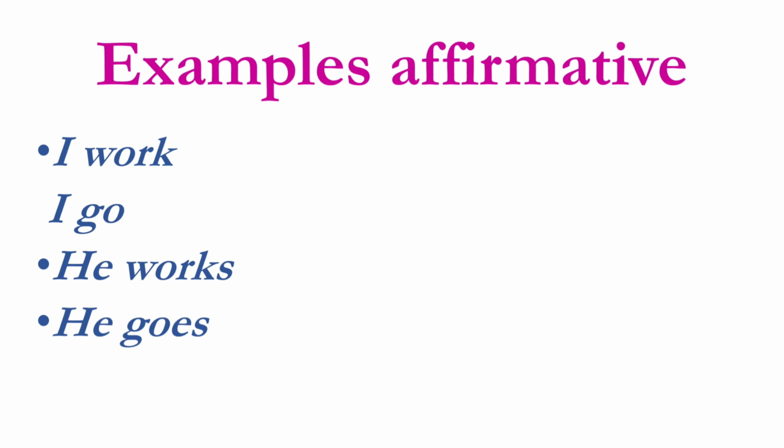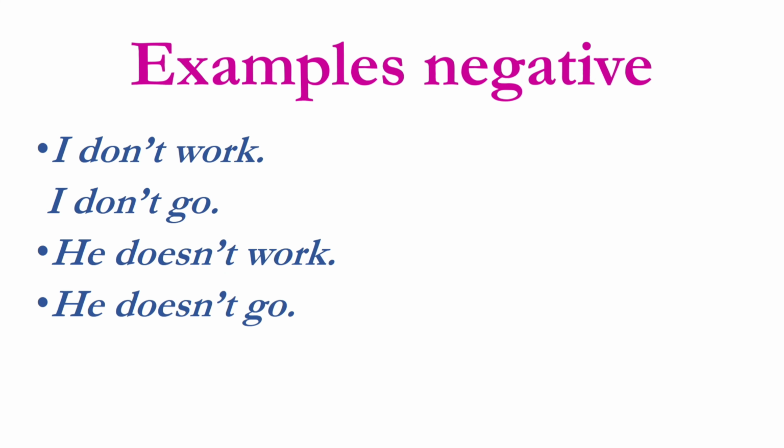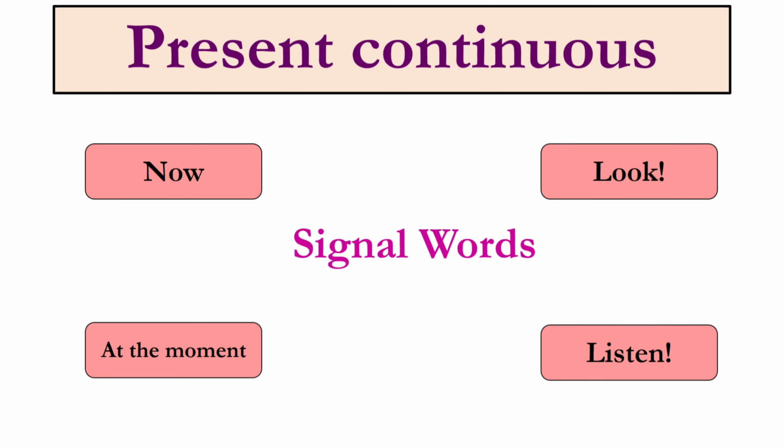Examples for affirmative sentences: I work. I go. He works. He goes. Some examples for negative sentences: I don't work. I don't go. He doesn't work. He doesn't go. The second tense is present continuous.